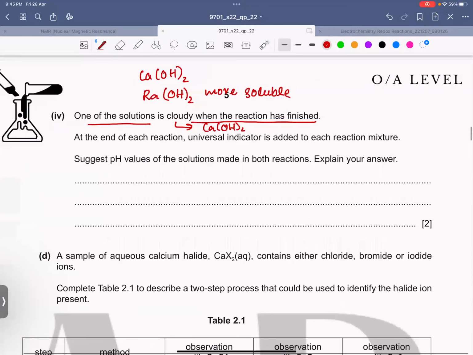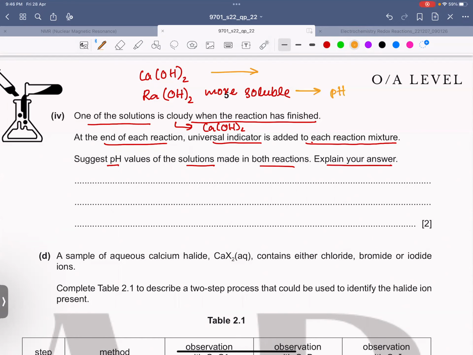So at the end of each reaction, universal indicator is added to each reaction mixture. Suggest pH values of the solutions made in both reactions. Explain your answer. Okay, now which one had a greater pH, calcium hydroxide or radium hydroxide? Radium. Its pH is relatively greater, and the other's pH is relatively lower. But what is common between these? That the pH of any one of these would be greater than 7 because both are basic, right?